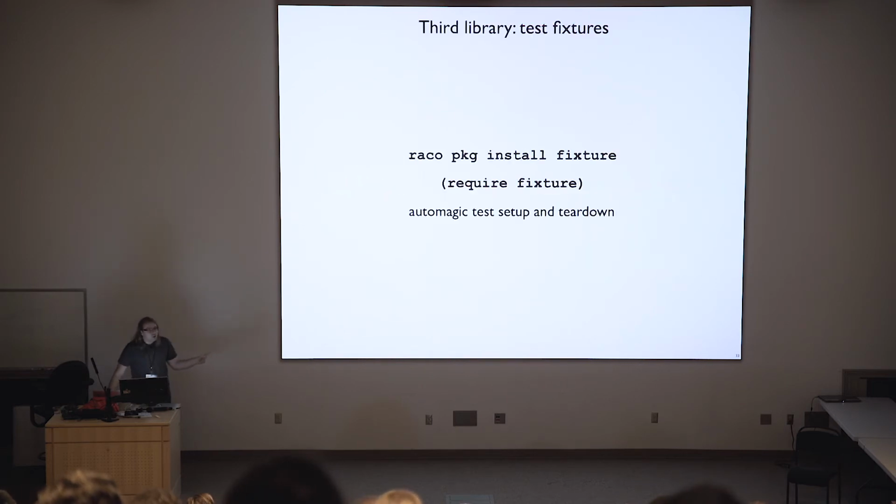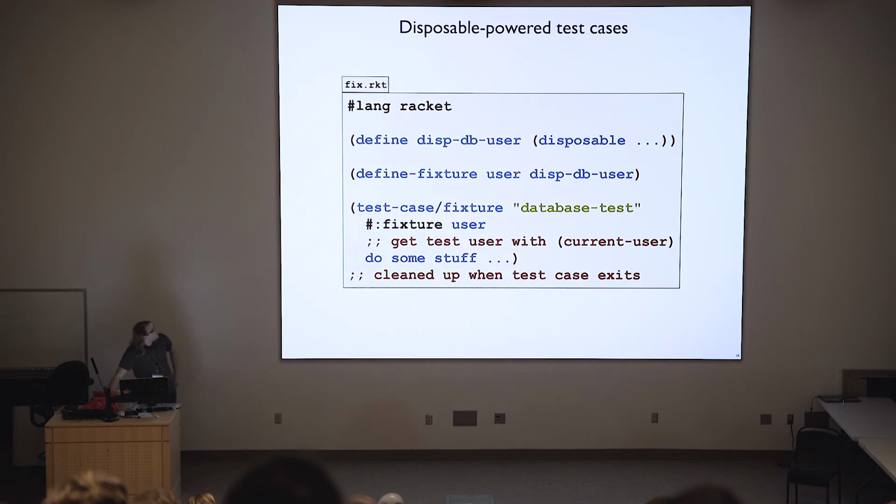Fixture. Here, we're going to hook together disposables and RackUnits and do some cool stuff. So if you have some disposable, you can define a fixture for it. And then, in a RackUnit test case, you can declare fixtures that you need for your test. And in that test, you automatically get a current whatever that's used and created for your test specifically. And if your test fails or errors or whatever, it will be cleaned up at the test exit.